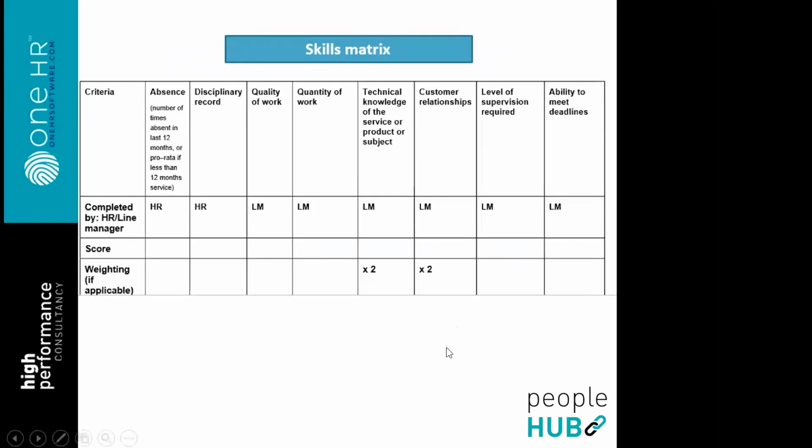So if you look at the skills matrix, this is just an example of a skills matrix, and how you would sort of determine them. It's basically like a scoreboard, essentially. So you'd have your criteria along the top. So this is just an example of some things that you can use. Could be absence, disciplinary, quality of work, quantity of work, technical knowledge of the service or product, customer relationships, level of supervision required, and the ability to meet deadlines, because this will effectively weed out anybody who you feel isn't supporting the business the way it needs to.